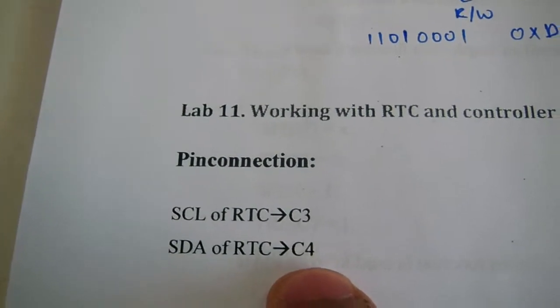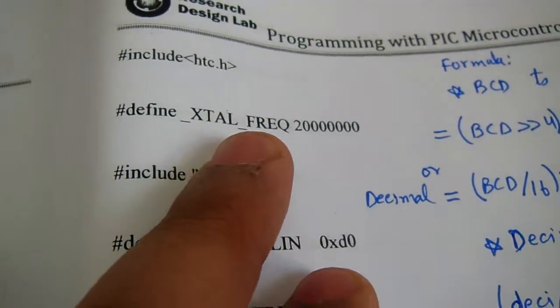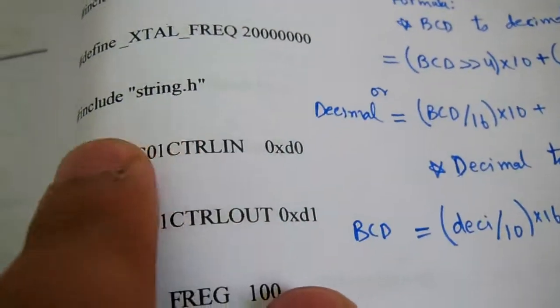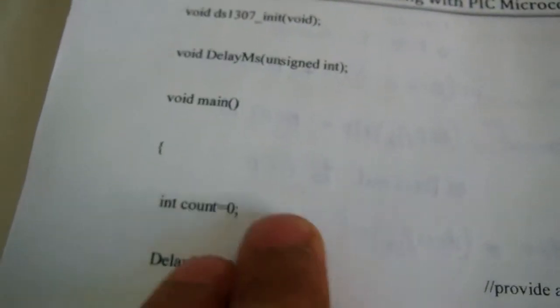This way we have to write the code, including the header file, and we are using a crystal frequency of 20 megahertz. In this way, from the book, we can write this code. I have written this code for the microcontroller in MPLAB X IDE so that it will work properly.